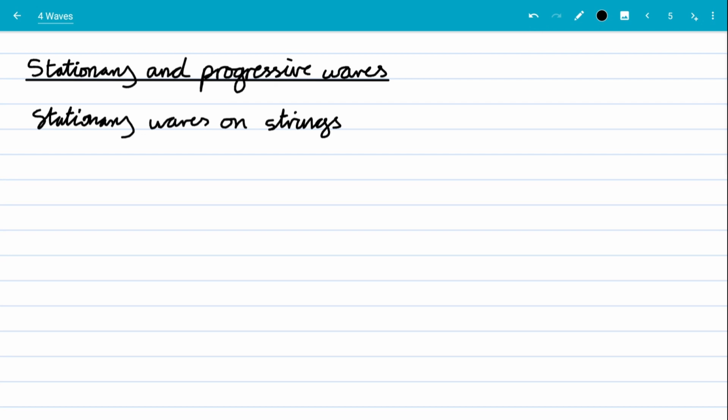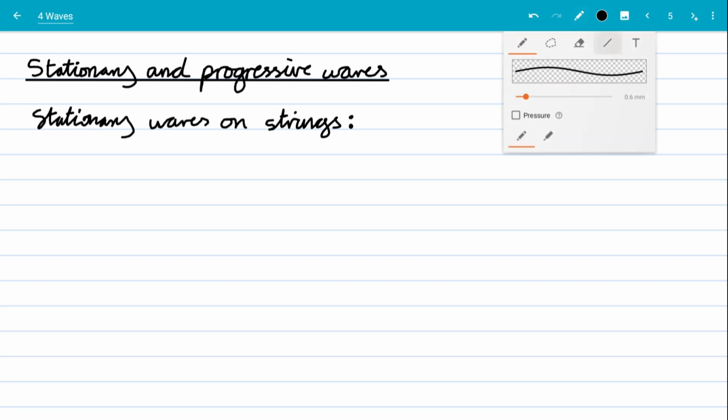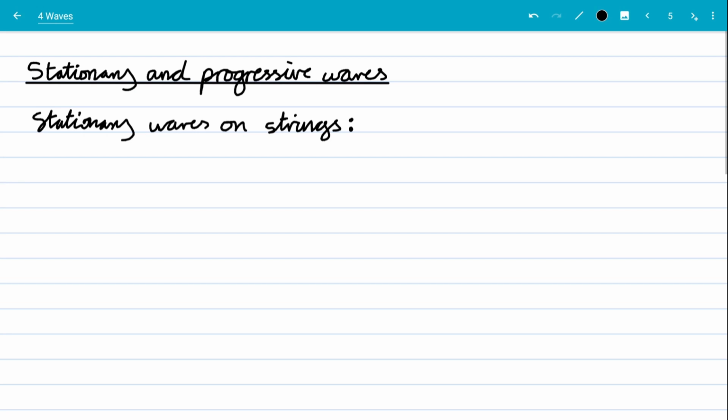So with stationary waves on a string, we could have a situation where we have a vibration that originates somewhere along the string and travels in both directions. It reflects off a barrier at each end, what we would call a boundary at each end, and then returns to the middle, and then crosses over past the middle and carries on in its direction.